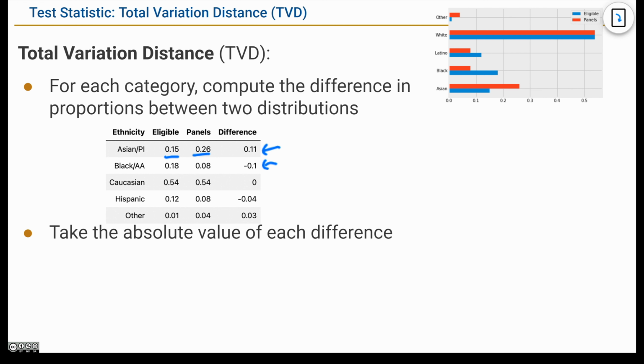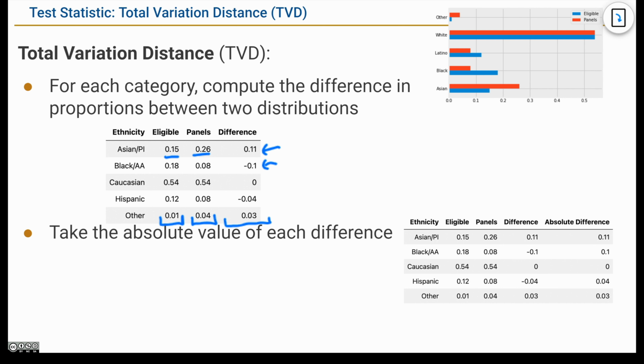And now I'm going to take the absolute value. And I'm going to point that out because if I didn't take the absolute value, if I just added up all the differences as they are here, you're going to notice you get 0. Because the total of all these proportions has to add to 1, and so does the total of all of these proportions. And so if I take eligible minus panels or vice versa, I'm going to end up with 0 for my sum of the differences, right? So before I sum all of these to try to aggregate them, I'm going to take the absolute value. That's what I have here. Now I can sum these absolute differences, and that gives me a valid statistic.